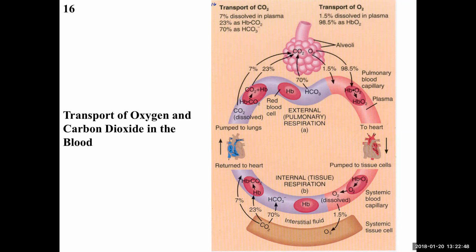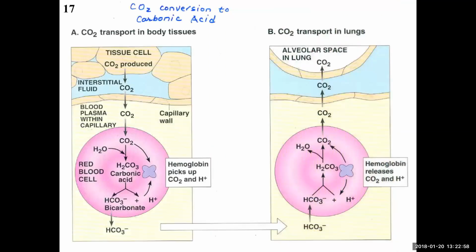All right, CO2 transport. This is kind of interesting. CO2 is generated during tissue metabolism, and it enters the blood. 7% will dissolve in the plasma. That is not shown on this picture, but if you turn to page 87 and 88, you can see my picture does show some of this. 7% of the carbon dioxide will dissolve in the plasma.